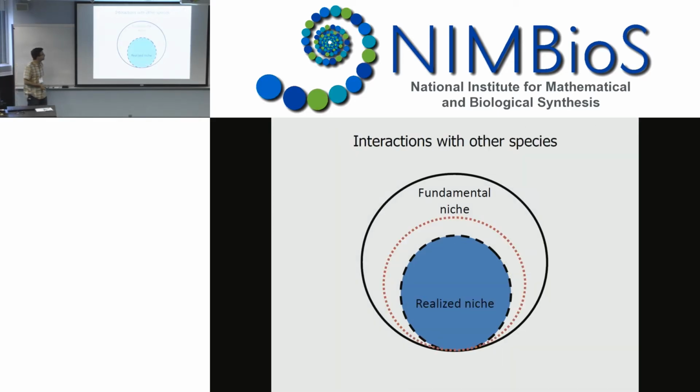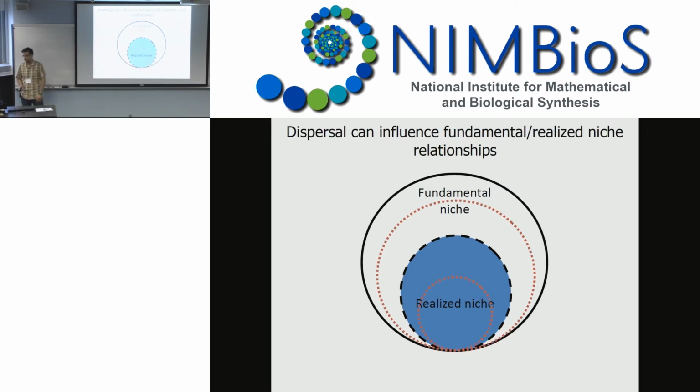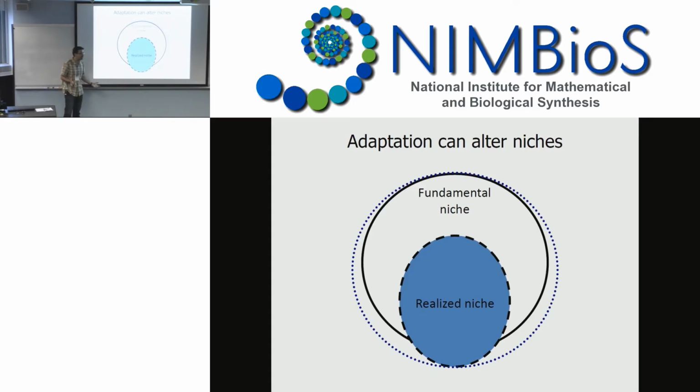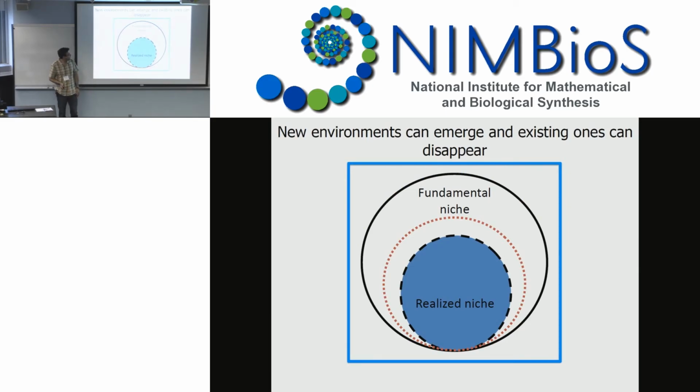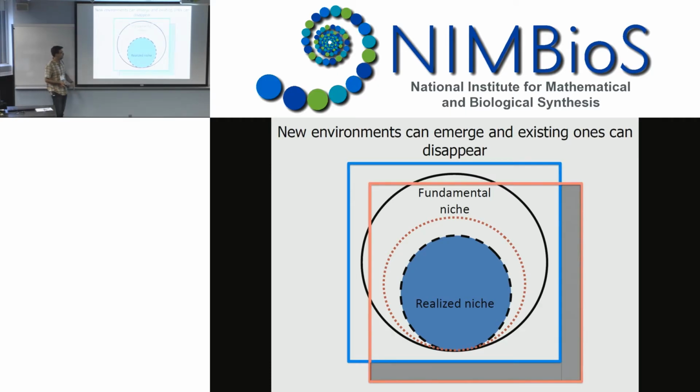So there's lots of reasons why this relationship might not hold into the future. We could have interactions with other species that could expand or otherwise change this relationship. Dispersal can influence these relationships as well. We can have adaptation that can expand the niche, realized niche or fundamental niche. And one that's maybe not as well appreciated is this idea that if this blue square is the full range of environments that currently exist, in the future some of these might disappear and new ones might arise, and we have no information about how the species is going to perform in those new spaces.